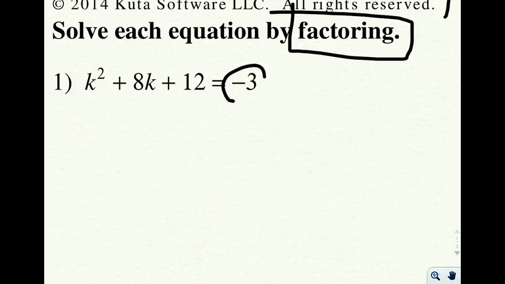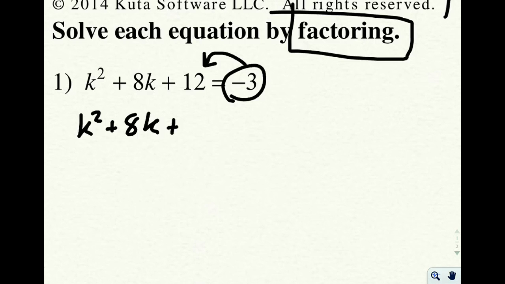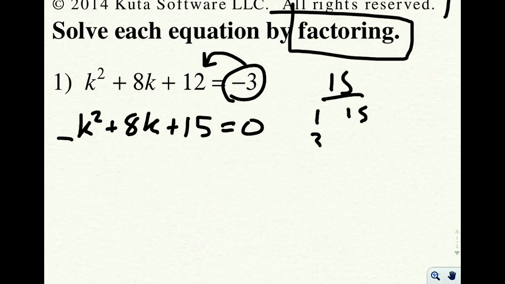So let's get this negative 3 away from this side. Let's move it over here, make it a positive 3. And when we add 3 to both sides, we get our same equation, except instead of plus 12, now we added 3 more, we're at plus 15. Now when we factor, we see that we don't have anything in front of that k squared, which means that we're doing a one-step factor. 2 numbers that multiply to 15, add to 8. So we take our 15, 1 and 15, 2 doesn't work, 3 and 5, and that's all our options. 2 that add up to 8, 3 and 5. And we can go straight to our answer.